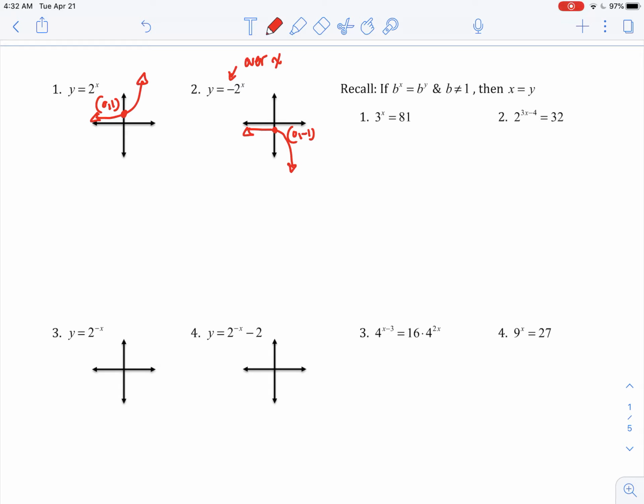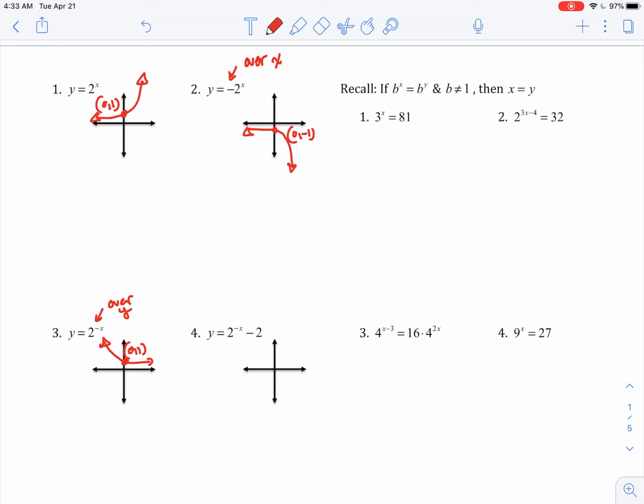If we look at number 3, our basic graph is that 2^x, but in this case we have the negative attached to the input, to the x value, and we know that anytime we negate our input, that's telling us to flip it over the y-axis. So if we take our graph from number 1 and reflect it over the y-axis, our graph now would be coming down from left to right. And again, our y-intercept would still be here at (0, 1).